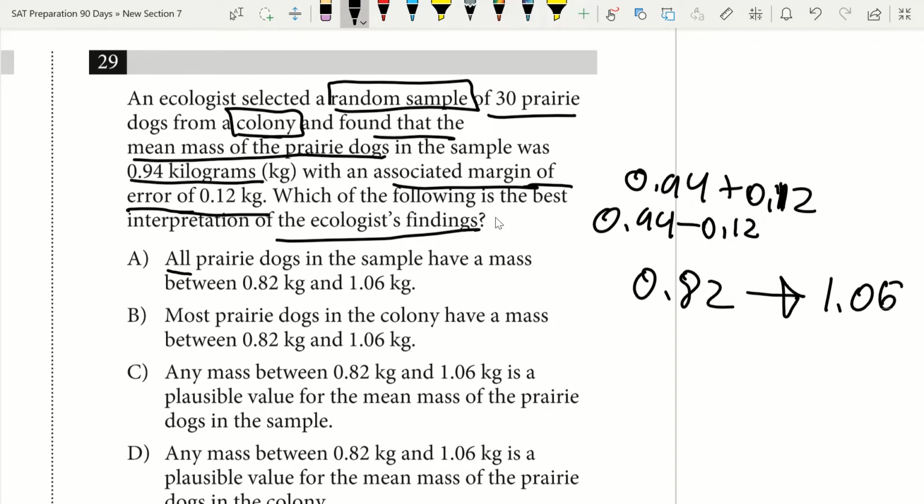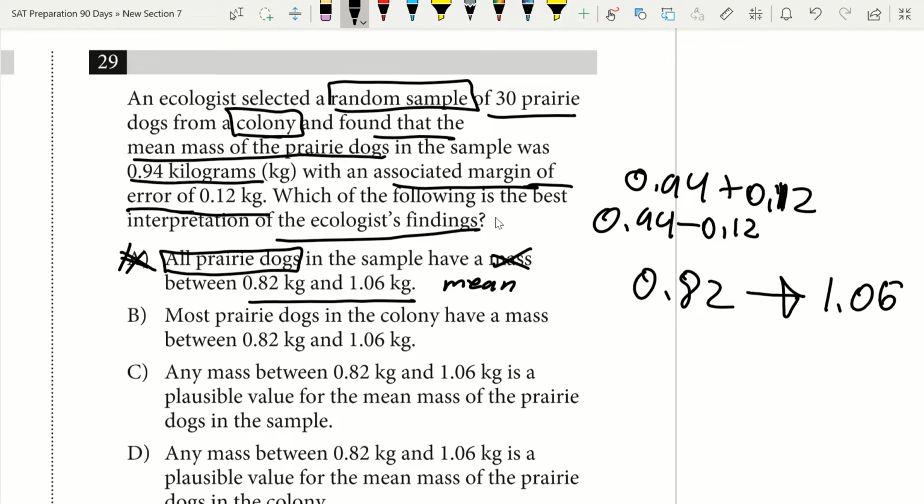Now, I can't apply it to all prairie dogs because it was from one single colony. So I can't say A is correct. Also, it says all prairie dogs in the sample have a mass between that. No. Those are possible values for the mean. We can't say all of them will have that mass. That's for the mean. So A is incorrect.